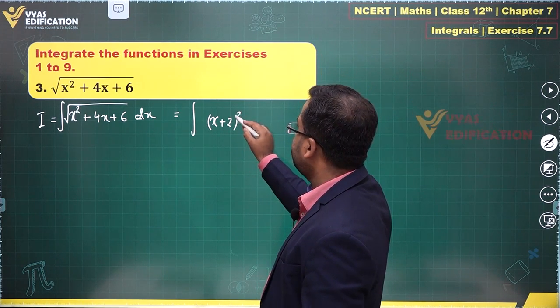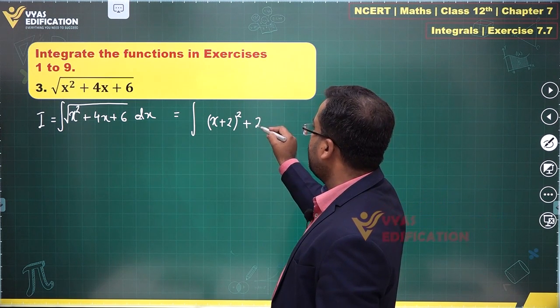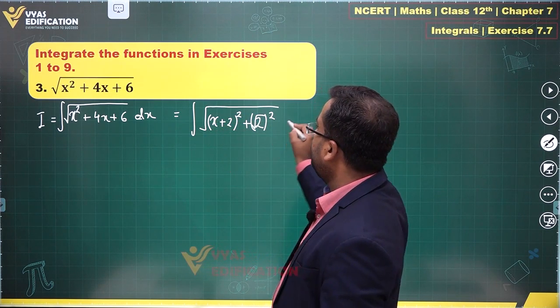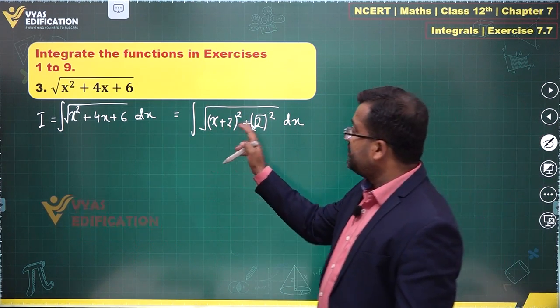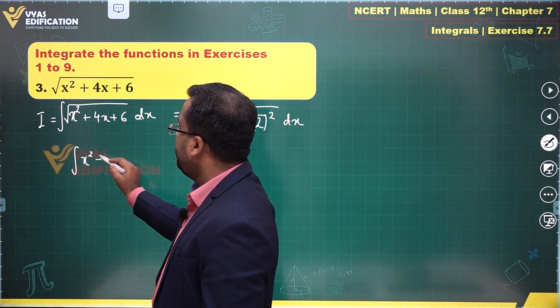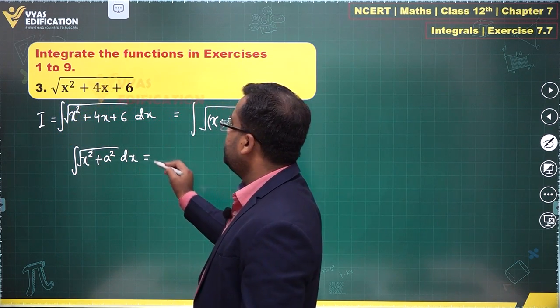Half of 4 is 2, so x plus 2 whole square, and you'll get plus 6 minus 4, which is plus 2, and 2 is nothing but root 2 square, under root dx. This is what you get, right? And now I need the formula for the x square plus a square type of expression, right? So the integral of x square plus a square, that's another integral over here. This is equal to what?